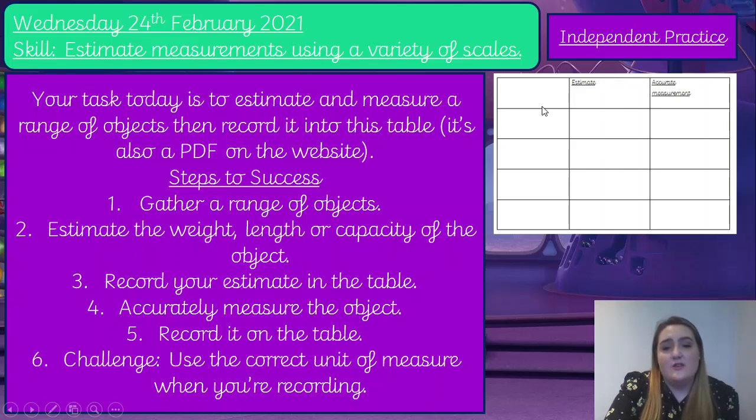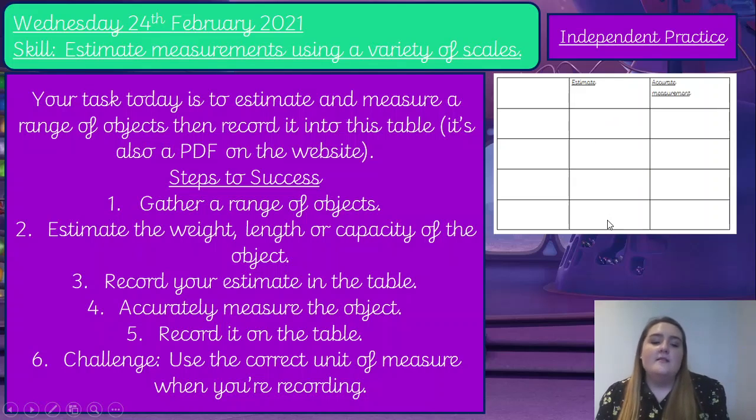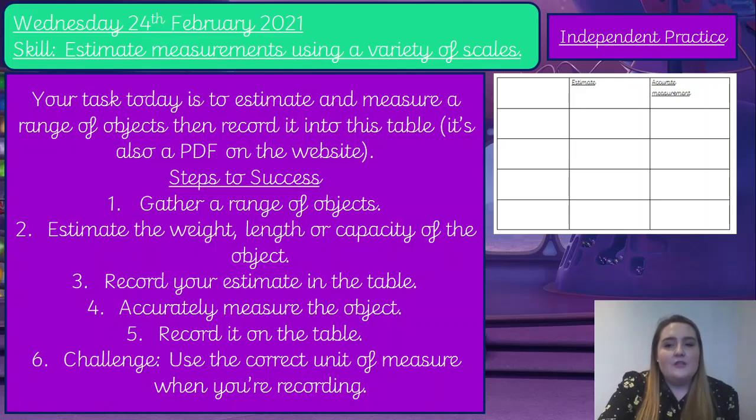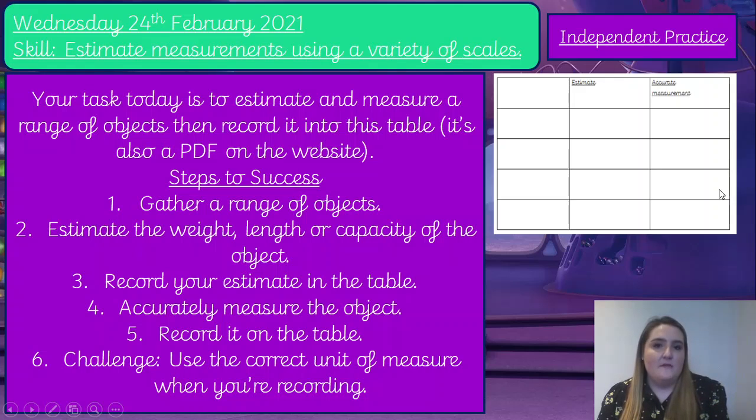So you're going to either draw a picture or write the object's name in this box, and then your estimate will go here, okay? As to how long or how much you think it weighs, or the capacity, your estimate about the capacity will go in there. You're then going to accurately measure the object, using the equipment that we thought about at the beginning of the lesson. And you're going to record it in the table.